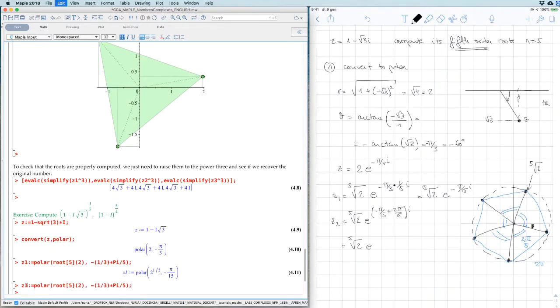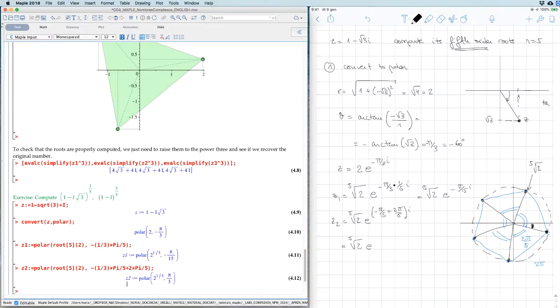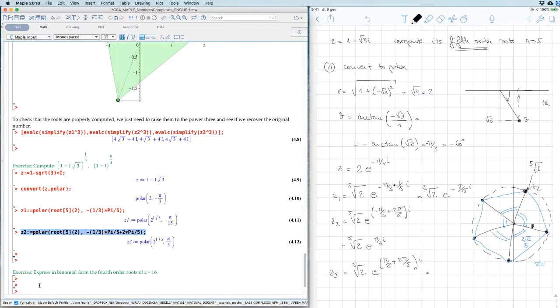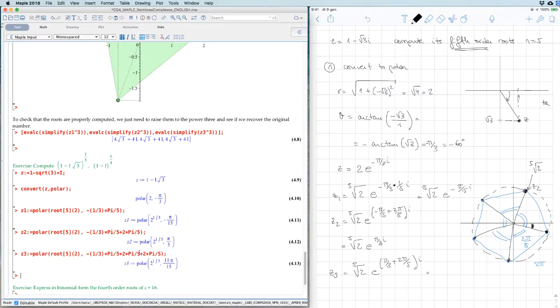Now z2, I have the same modulus, okay, and now I'm going to add 2 pi over 5, and if you do it, this is going to be pi over 3 i. So this is going to be z2. Now z3, I take the previous one, so I'm going to take pi over 3, and I'm going to add again another angle. z3 is going to be the same, but I add again this one, so it's going to be the fifth root of 2 e to the power 11 pi over 15 i.